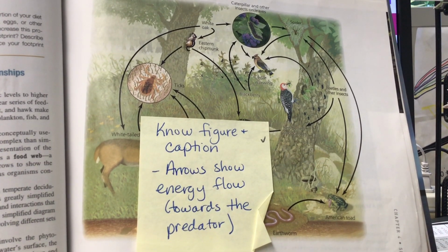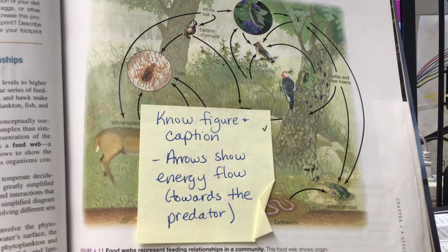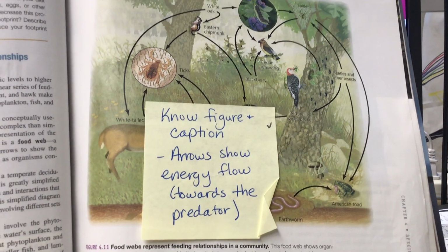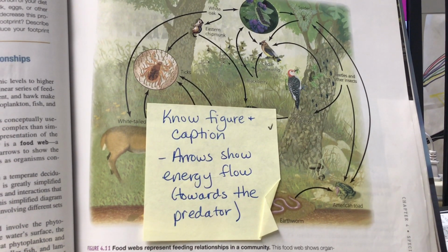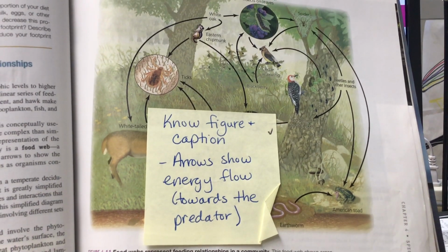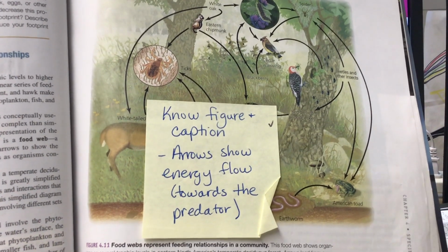But on the AP test, you need to be more scientific. Don't just say, well, the arrow points to the predator. You need to say it indicates the direction of energy flow, and that shows you understand it more than it just shows what eats what.